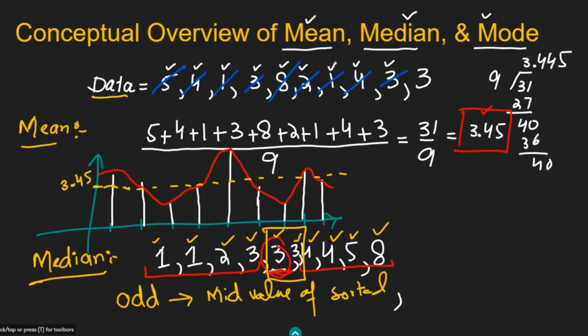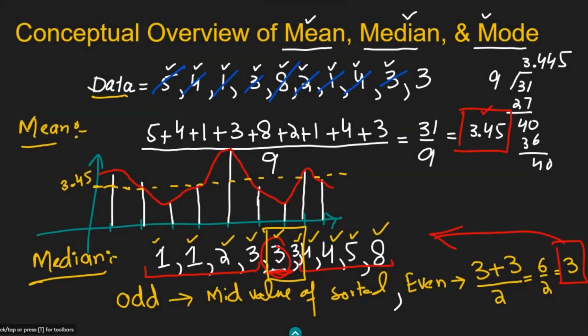So in order to find the median in this case where the numbers are even, I have to find the two mid values which are here. I have to add them, and after adding them I have to divide it over 2. So this will be 6 divided by 2, and that would be 3 as well. So this is the median value of my data. I hope the concept of the median value is clear now.